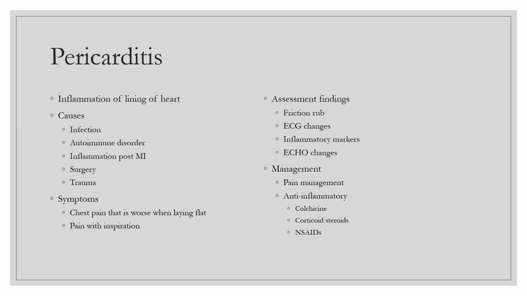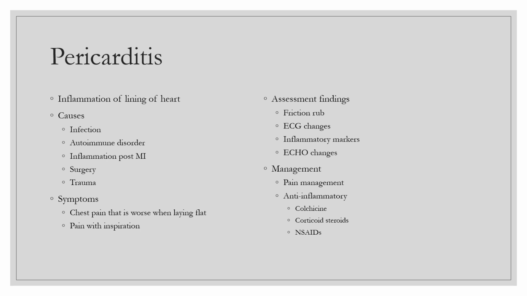EKG changes, you're going to see diffuse ST elevation. So that ST segment we had talked about will be elevated throughout the entire EKG because we have that inflammation. So that inflammation is going to change how electricity moves through the heart. Elevated inflammatory markers like our CRP will be high, procalcitonin will be high if it's a bacterial infection. Maybe lactic acid, our ESR, so our estimated sed rate, will be elevated. And then we can see this on an echo. We can see that extra fluid. We can see the inflammation on an echo.